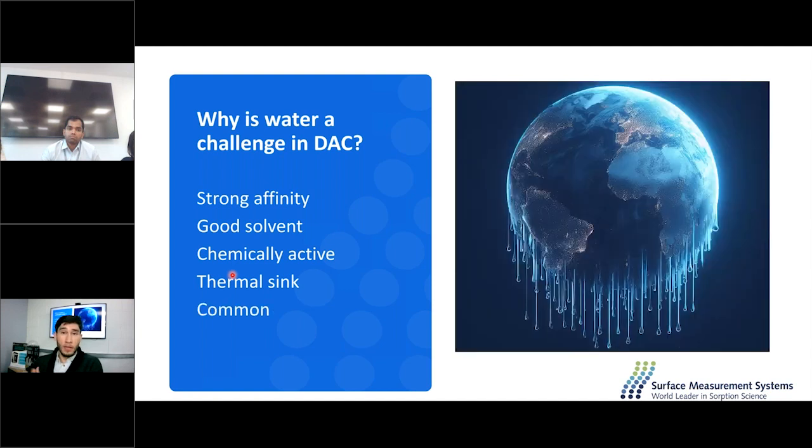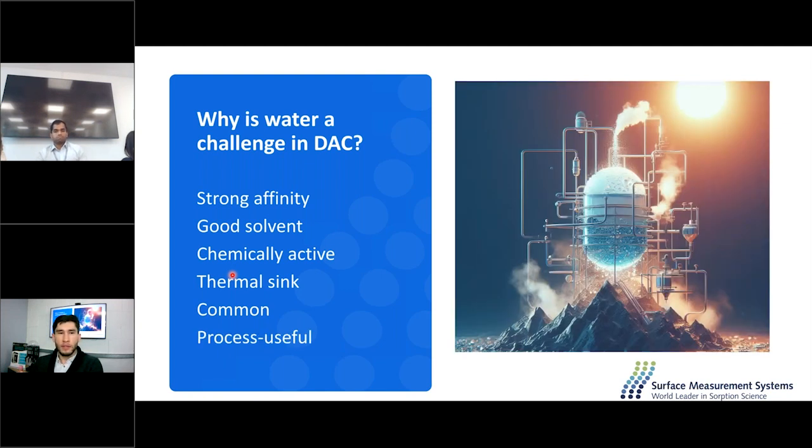The thing is, these can be true for many other compounds. But water is something that's very common. Air is mainly oxygen and nitrogen, but the third most common would be water, so up to 4% by volume at 25C, and up to much higher concentrations as temperature goes up. But also because it is process useful, it's also a challenge.